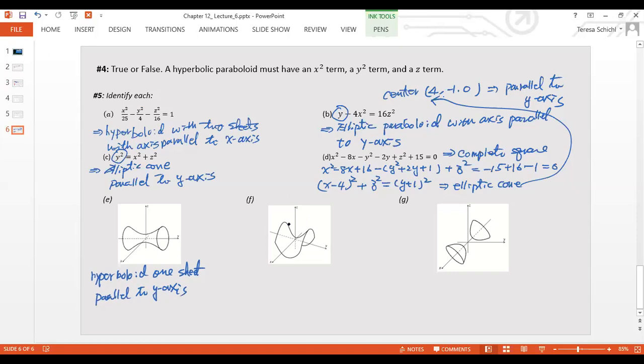So if you compare to the previous, this is the hyperbolic paraboloid, right? And what is it parallel to? Parallel to the z-axis, right? Okay. So if you compare the graph, this one is here.